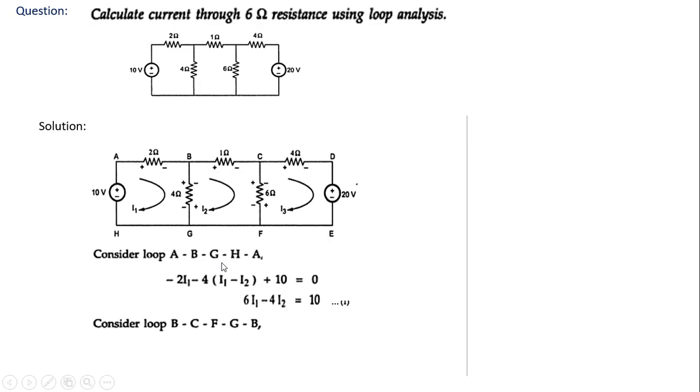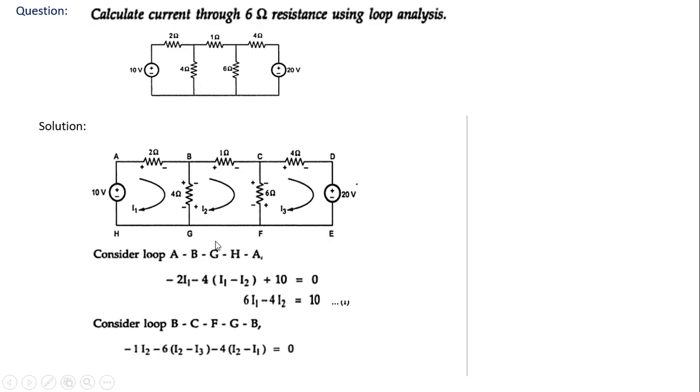Now consider the second loop, that is BCFGB. In the second loop, we have 3 resistors. First the 1 ohm resistor, then the 6 ohm resistor, and then the 4 ohm resistor. The 4 ohm resistor is connected between loop 1 and 2. The 6 ohm resistor is connected between loop 2 and 3.